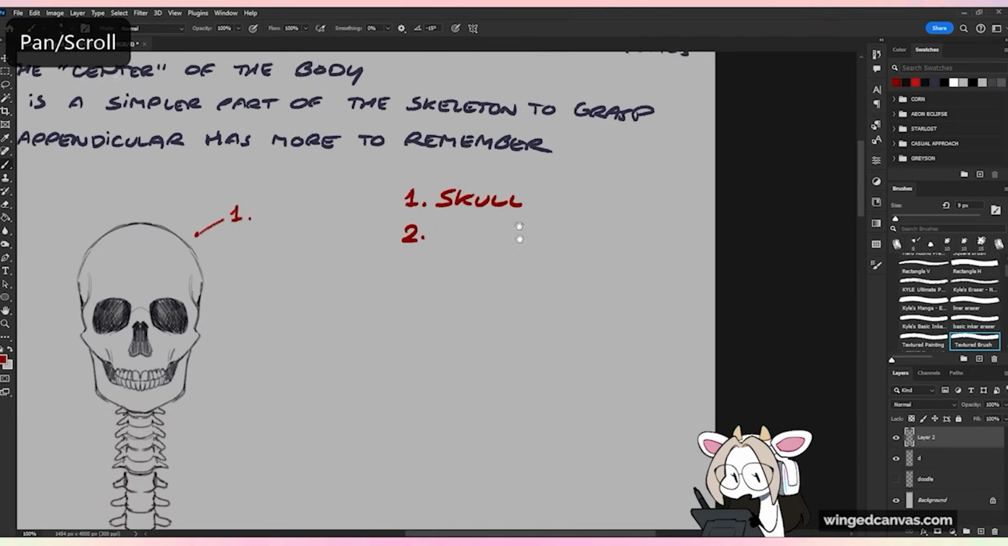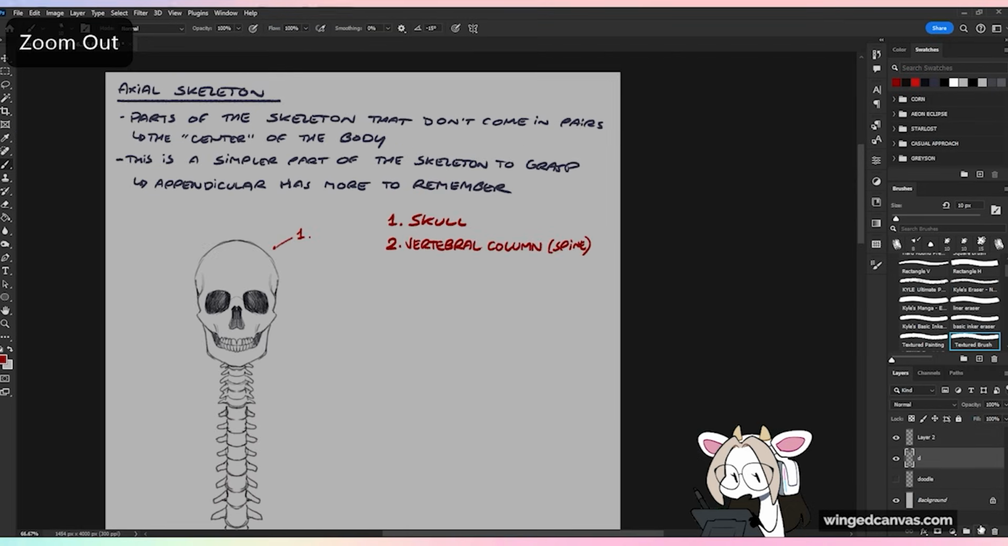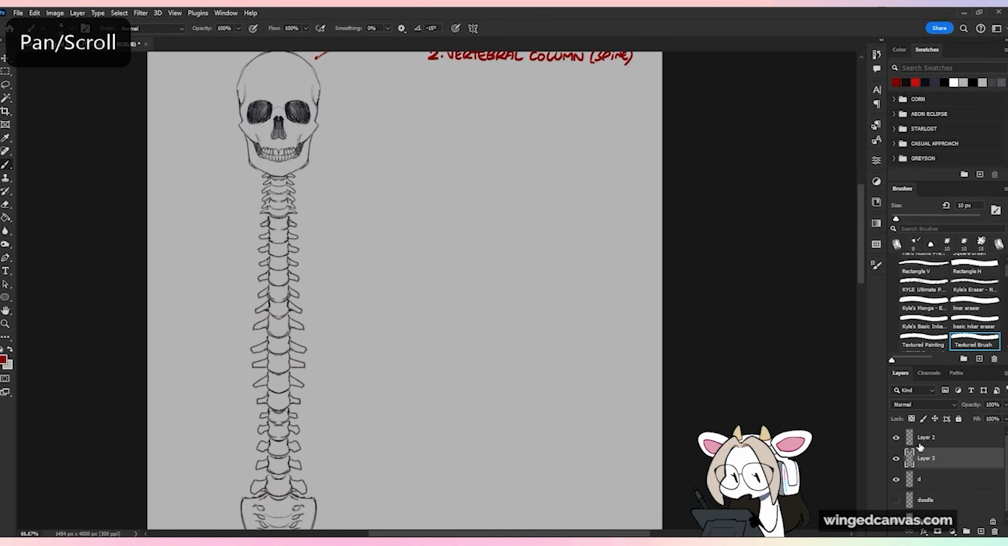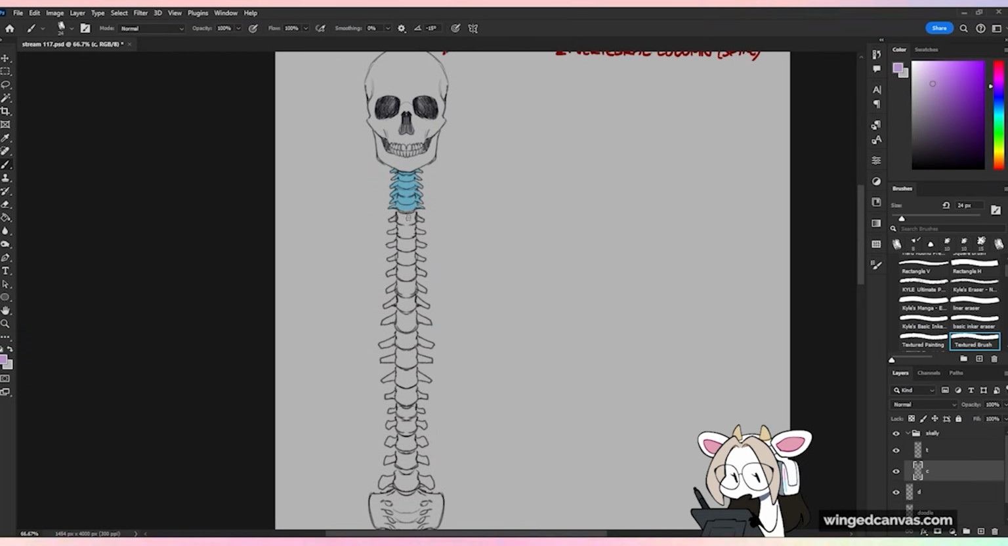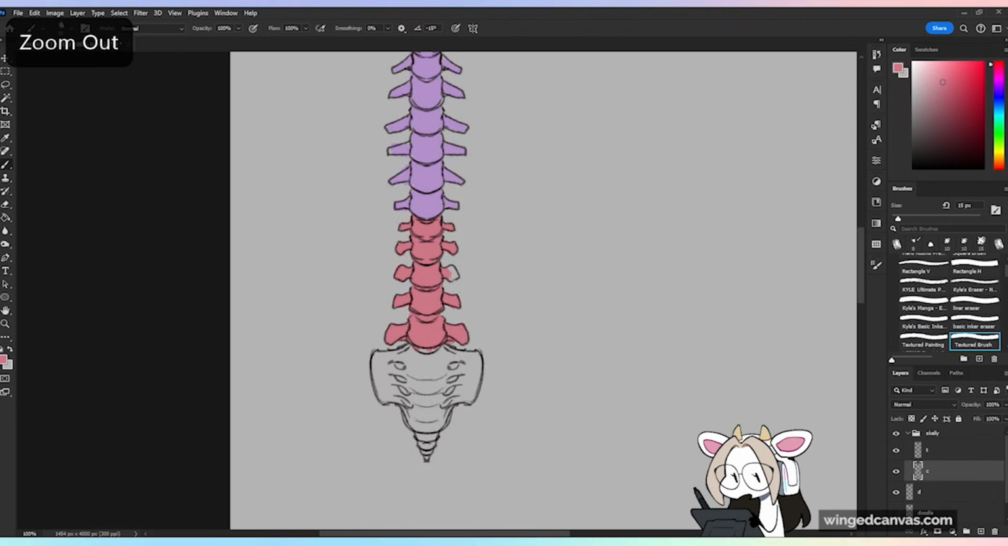Okay, number 2. This is your vertebral column, also known as your spine. Okay, so I'm gonna do some color coding really quickly. It's hard to tell the sections of the spine from the front, so just to make it easier, I color code each part for a better visual indication.